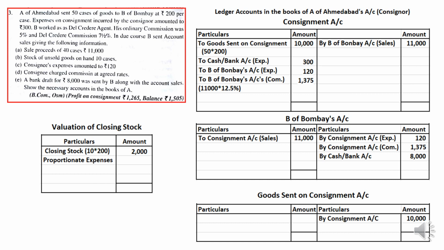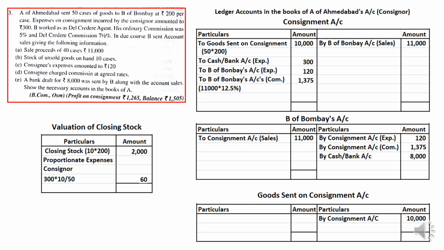Then proportionate expenses. Proportionate expenses of first whom we have to take? Consignor. What is the expenditure incurred by the consignor? 300. For how many units it has incurred? For 50 units. And what is the leftover stock? That is 10 units. So how to calculate proportionate? 300 into 10 by 50. We will get the value of 60 rupees.